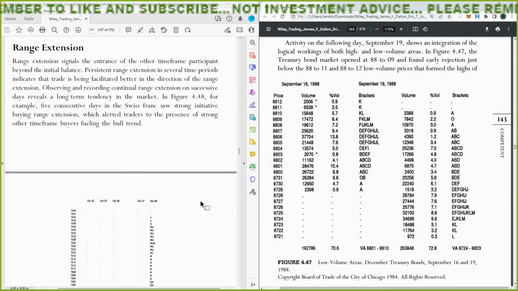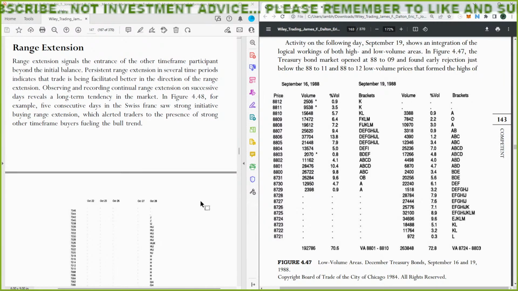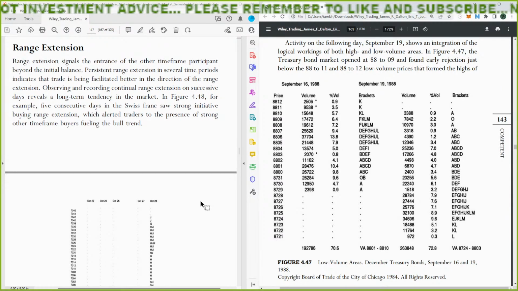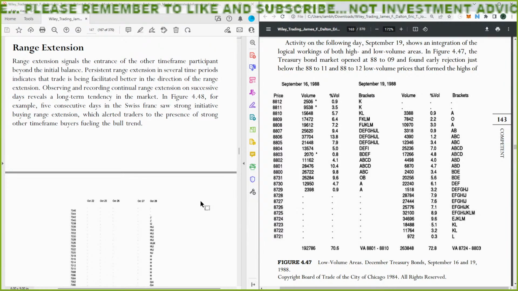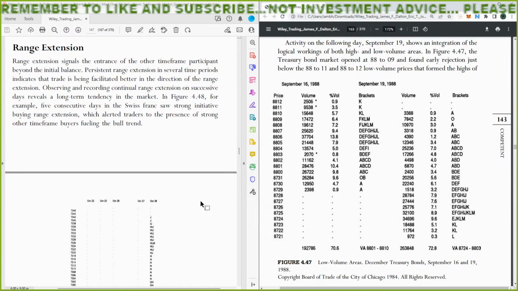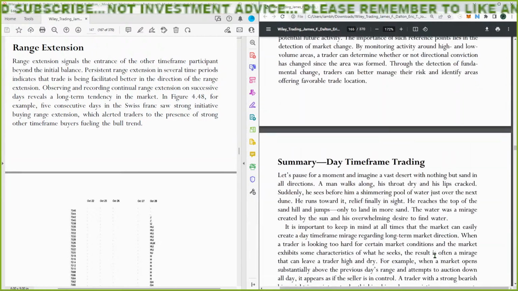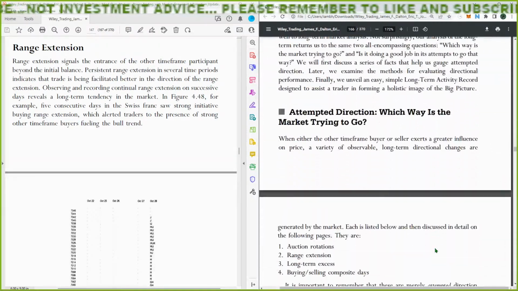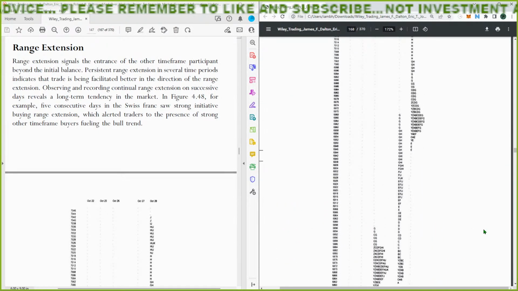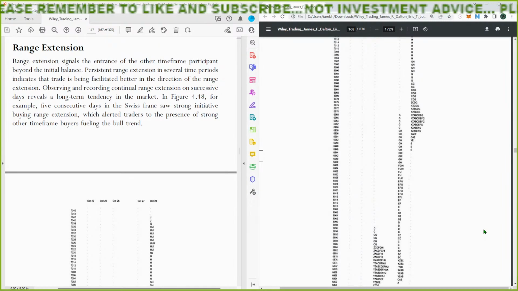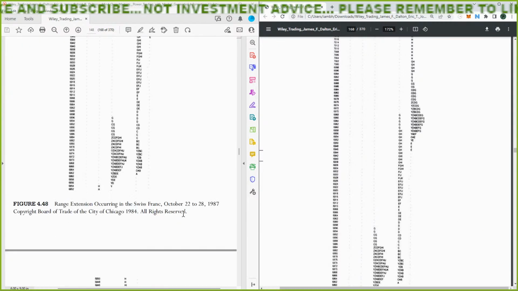Range extension. Range extension signals the entrance of the other time frame participant beyond the initial balance. Persistent range extension in several time periods indicates the trade is being facilitated better in the direction of the range extension. Observing and recording continual range extension on successive days reveals a long-term tendency in the market. In figure 4.48, for example, 5 consecutive days in the Swiss franc saw initiative buying range extension, which alerted traders to the presence of a strong other time frame buyer fueling the bull trend.